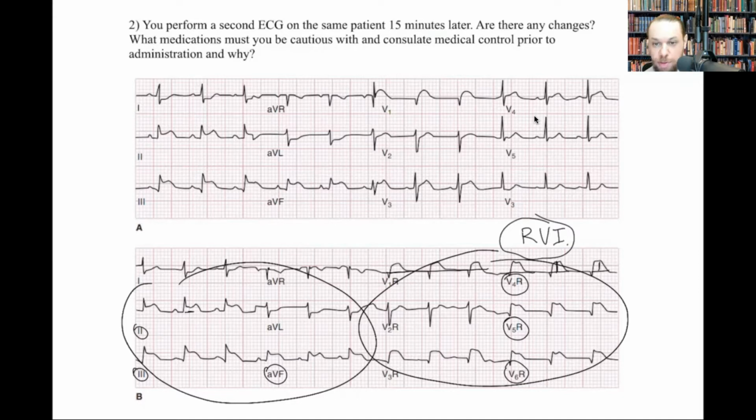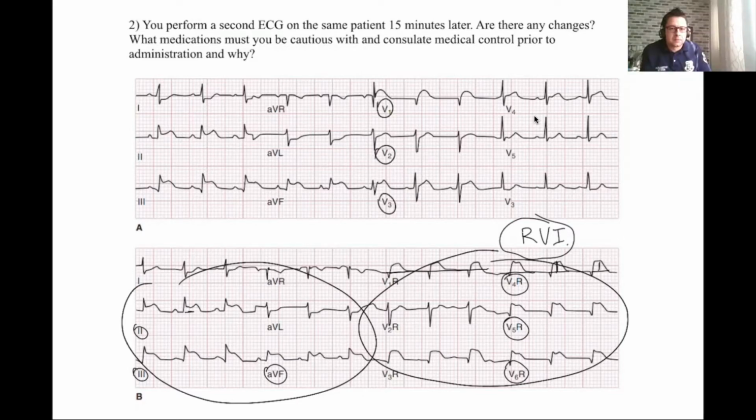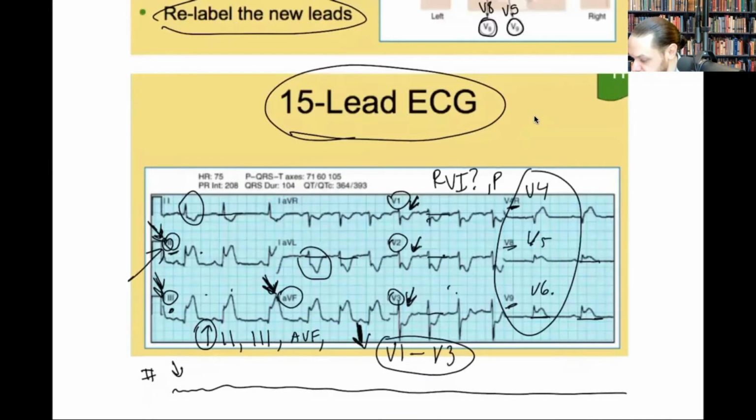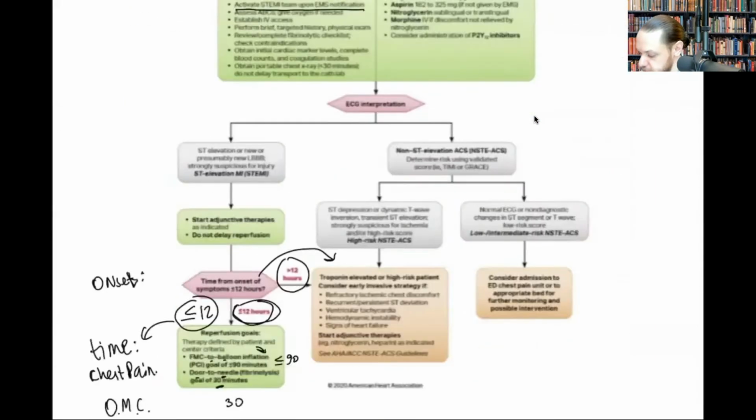You may also see reciprocal changes in these leads. So you may have V1 through V2, V3 depressed, right? Like we saw on this EKG here, right? So these leads could also be depressed, but they are not in this particular case.